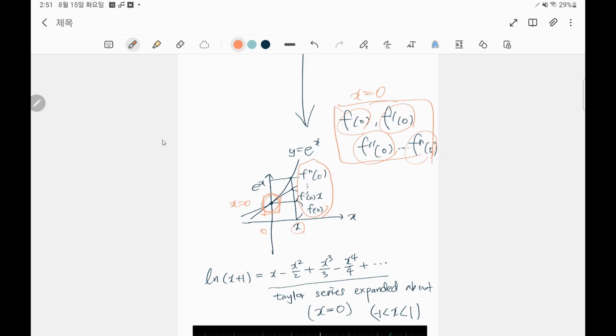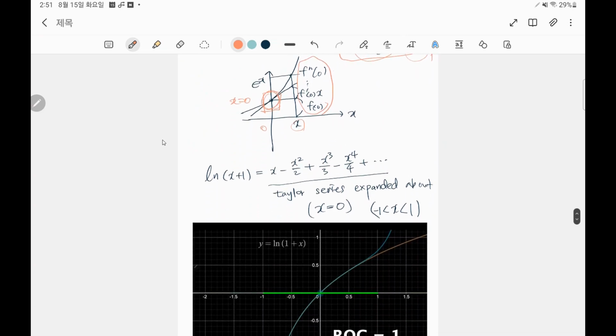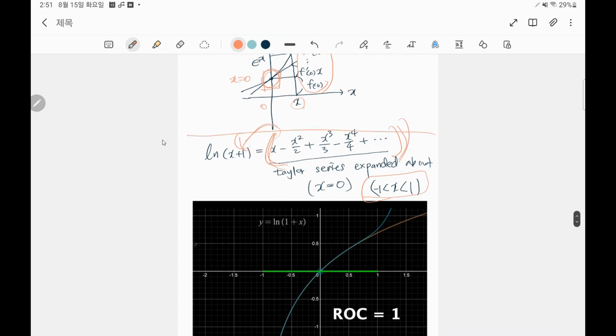There are no conditions. But as I said before, ln of x plus 1, which has a Taylor series on the right hand side expanded about x equals 0, this series doesn't converge to its original function ln of x plus 1 when x is outside of the boundary of the condition, x greater than minus 1 and less than 1. So if x is 2, it doesn't converge. This on the right hand side doesn't match the left hand side function.